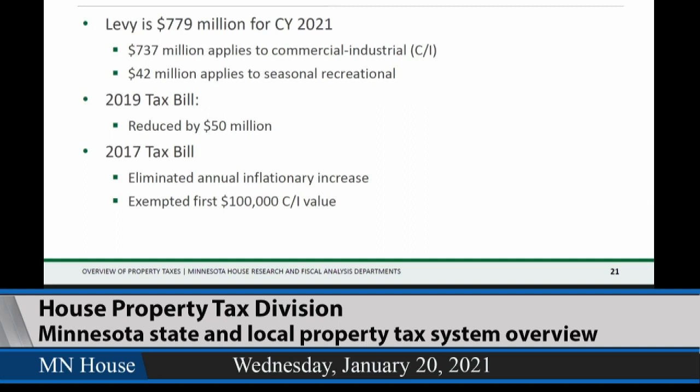There have been a few changes to the state general tax in recent years. So the 2019 tax bill reduced the overall levy by $50 million, and the 2017 tax bill eliminated the annual inflationary increase in the overall levy amount that had been in place since the state general levy was first levied back in 2002. The 2017 tax bill also exempted the first $100,000 of commercial industrial market value from paying the state general tax.